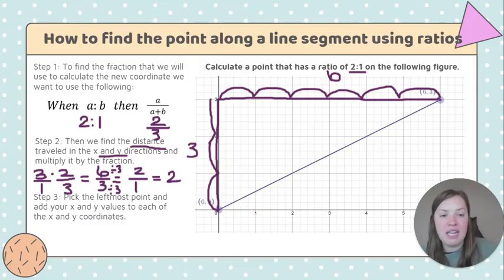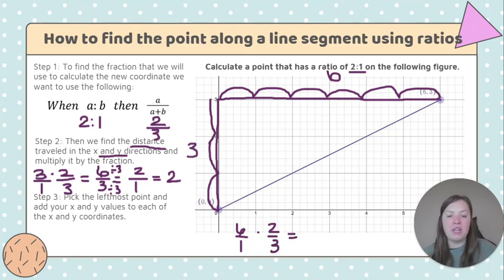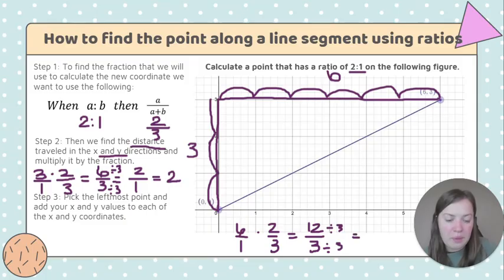So to do that, we need to take our 6 here. I'm going to put it in a fraction form, and we need to multiply it times our 2/3, just like we did before. Remember, when we're multiplying fractions, we multiply straight across. So we have 6 times 2 is 12. 1 times 3 is 3. Once again, both 12 and 3 have 3 in them. So I'm going to divide both values by 3. 12 divided by 3 is 4. 3 divided by 3 is 1. So that means that we are increasing our x value by 4.